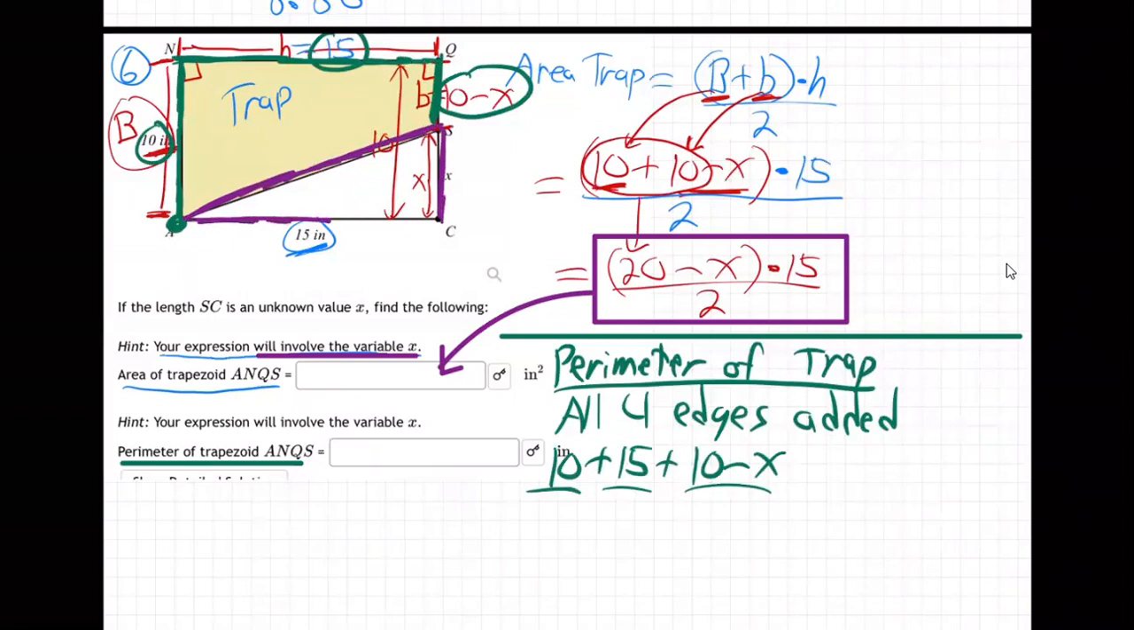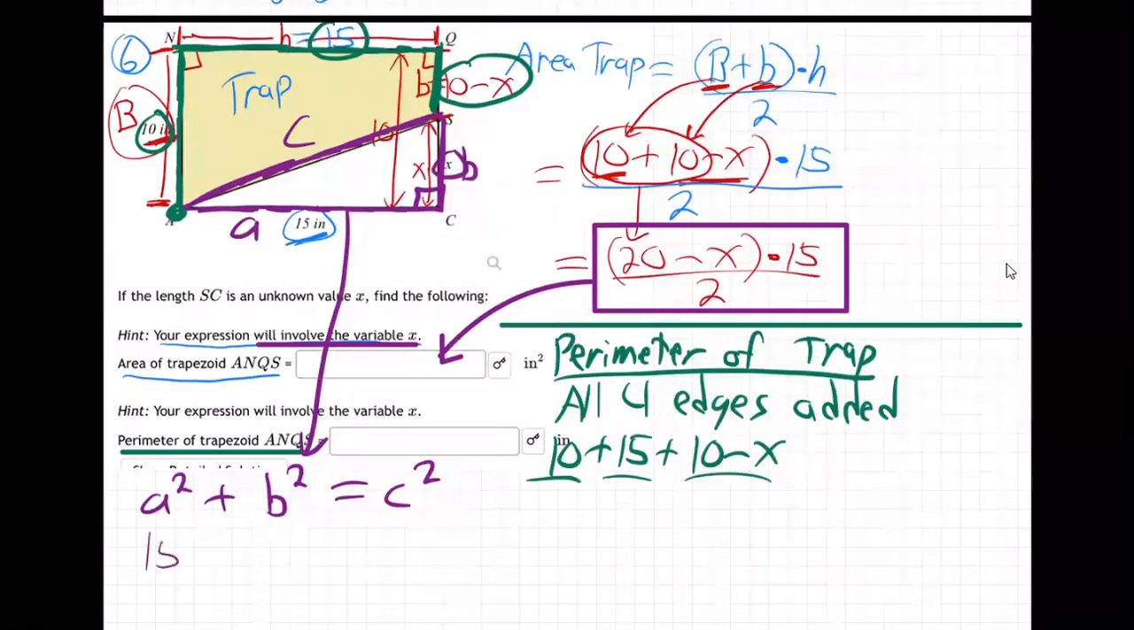Look at that. It's part of a right triangle, isn't it? This is like A, B, which is actually x, and C. A squared plus B squared is C squared. Right? Whenever we have a right triangle, we've done this several times, A squared plus B squared is C squared. The A is 15. Plus the B, that's just x. And the C is what we're trying to find.